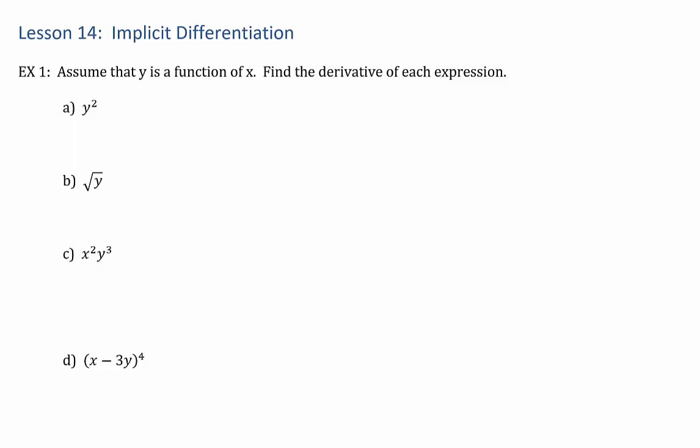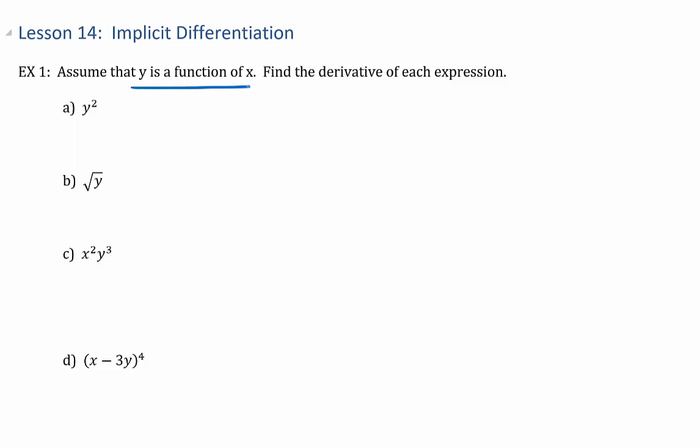In this video, we're going to talk about something called implicit differentiation. I think I'm just going to start by doing some examples and showing you how this works. In these problems, we're going to be taking derivatives and we're going to have both x's and y's. And the idea is that y is some function of x. We just don't know what that function is.